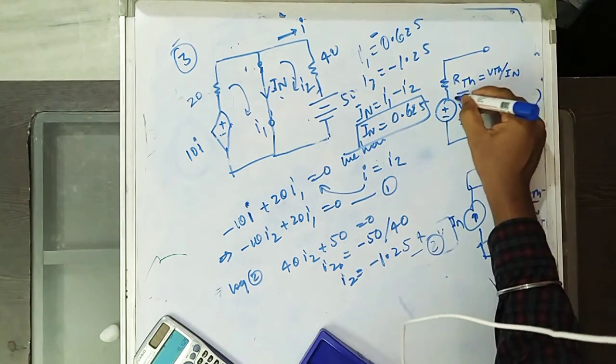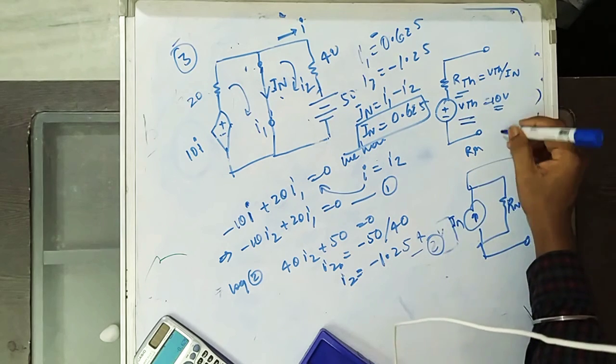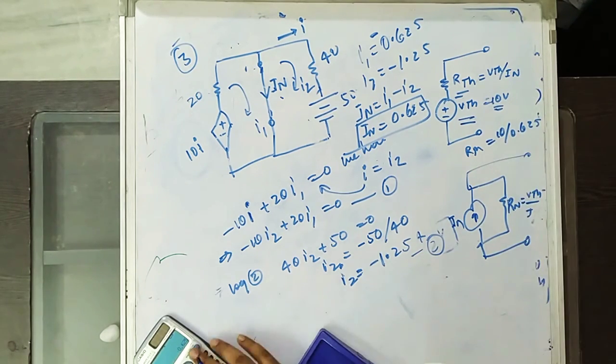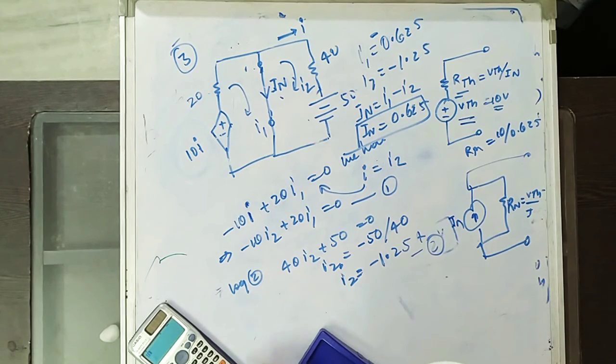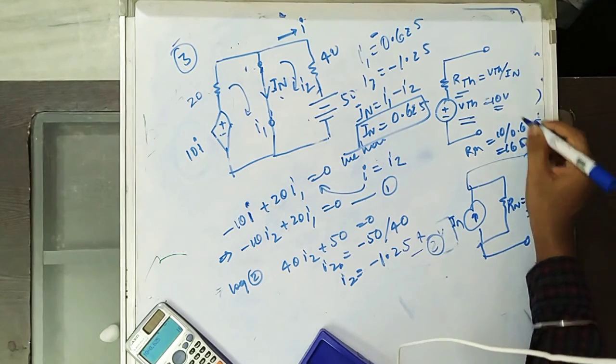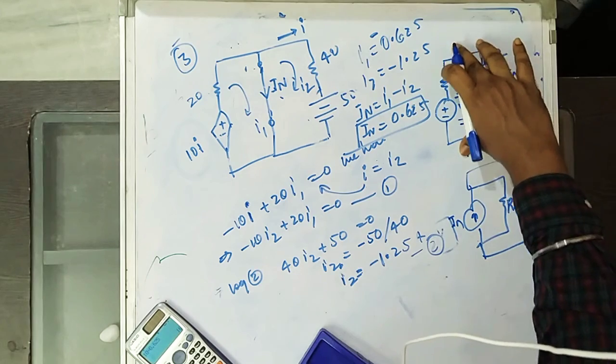Then RN is, since we got V Thevenin as 10, 10 by 0.625. Solving that, you will get R Thevenin, that is 16 ohms. So we place 16 ohms here. So this is the Thevenin equivalent circuit.